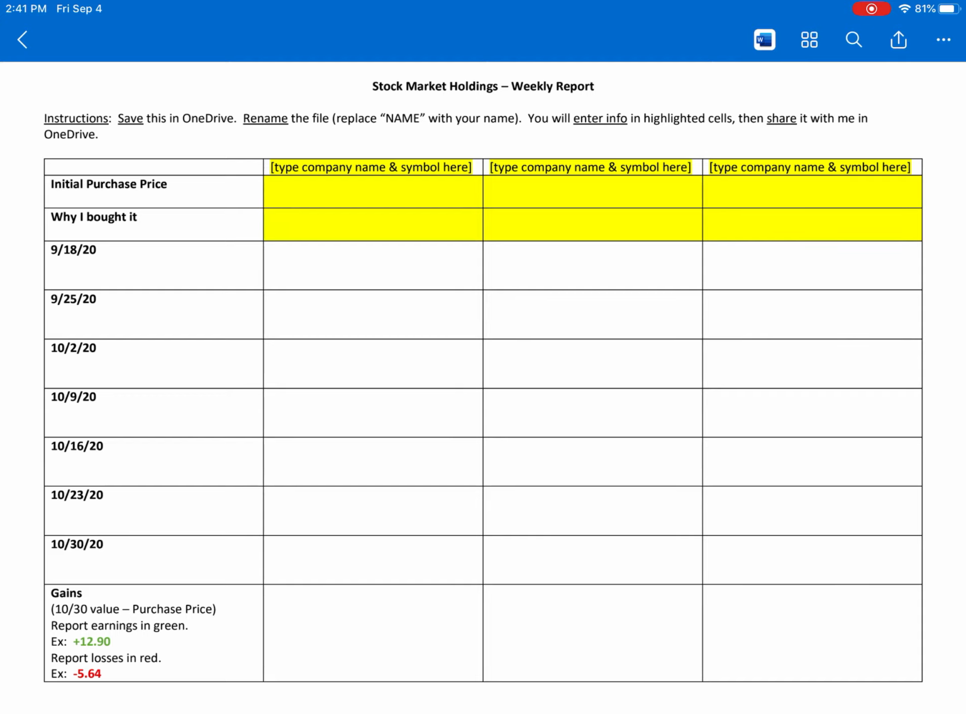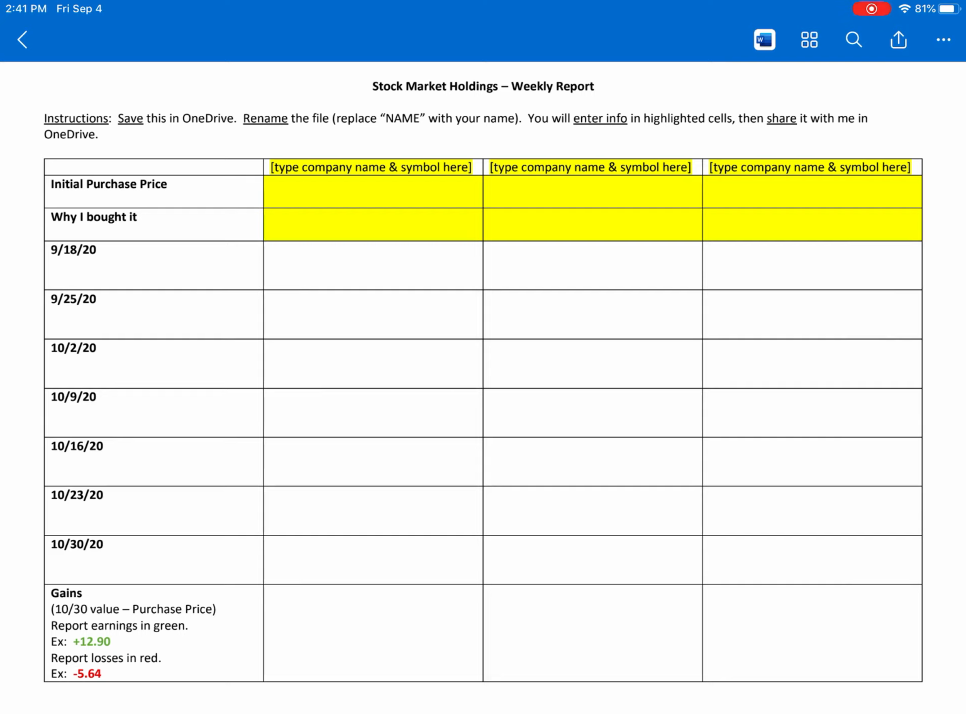For the beginning of this assignment, I'm just asking you to choose 3 companies, put their company name and symbol in the top row. In the second row, I want you to put how much it was when you bought it. Now, obviously, you're not really buying it. This is just pretend. So put the price of the stock. And then in the third row there, why you bought it.